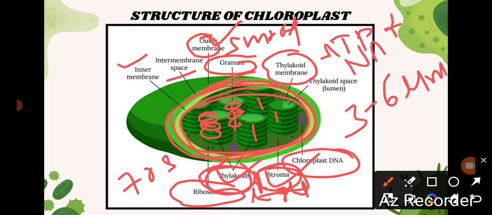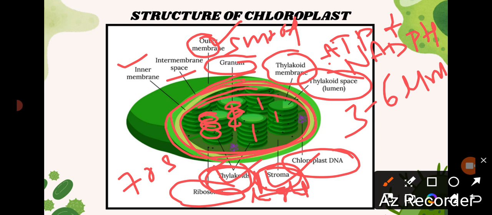ATP plus NADPH. The light energy is converted into chemical energy in the form of ATP and NADPH, right? And the next is the thylakoid lumen, or the thylakoid space. The inner space of a thylakoid sac is called the thylakoid lumen. It plays a key role in the proton gradient during ATP synthesis.